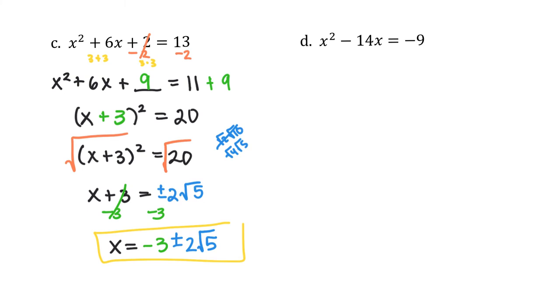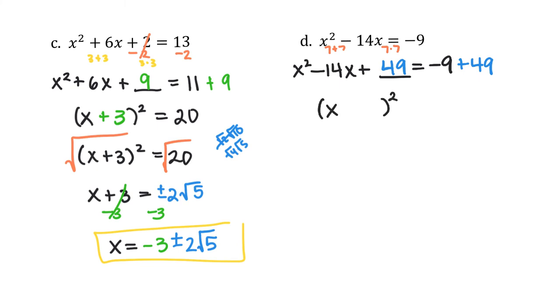Okay, let's do one more. I'm going to complete the square. x squared minus 14x plus blank equals negative 9. Now to get 14, 14 divided by 2 is 7. So this is 7 plus 7. 7 times 7 means 49 is what I need to add to complete this square. Remember, if I did this correctly, this will factor into a binomial square.